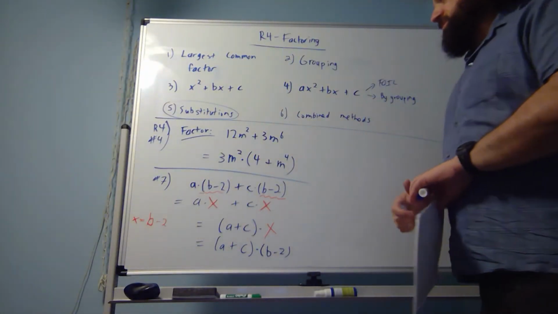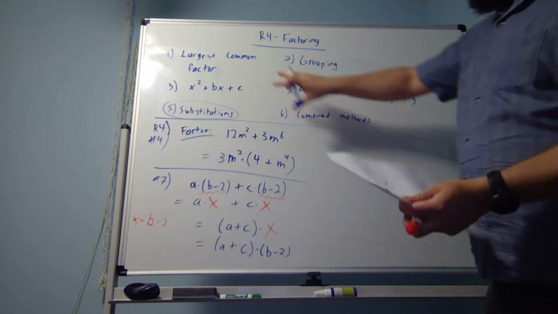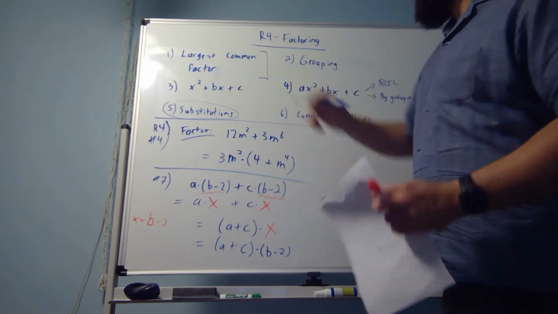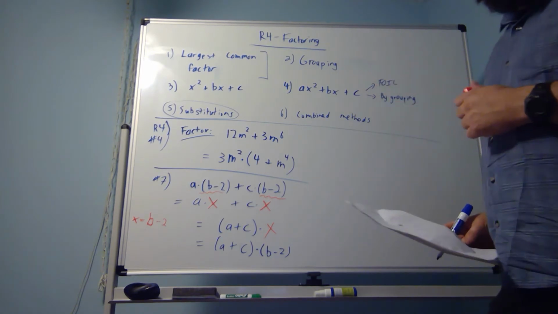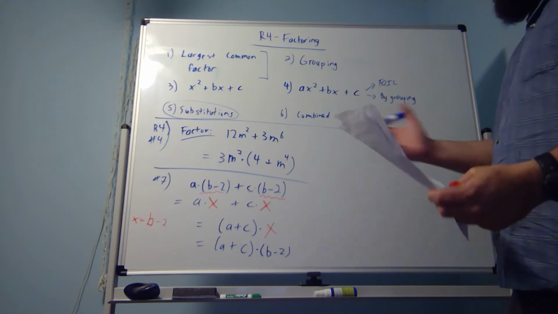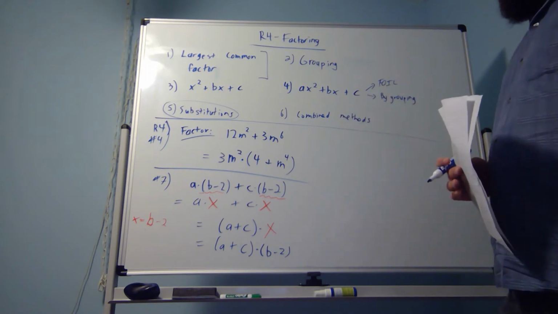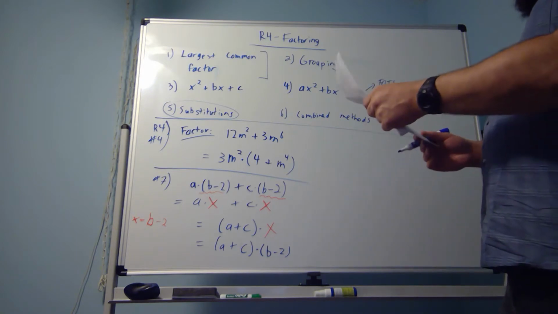That's what's happening with number 7. These are both in the book, sort of listed under a list of problems of that type, where you just take out the largest common factor. The largest common factor is b minus 2. And that's what you end up with.